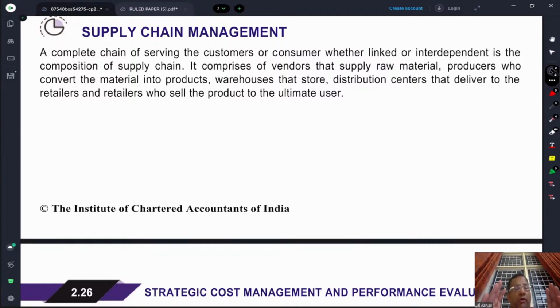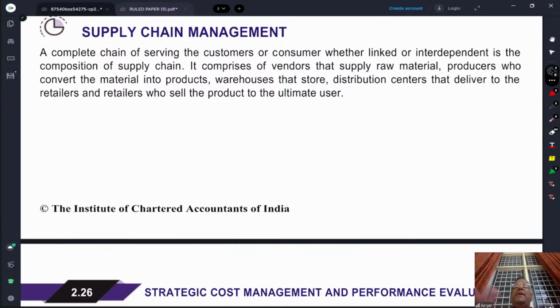So hope beta you have understood the importance of this topic, that now the competition between the firm is related with supply chain management. How strong my own company supply chain management as compared to your company supply chain management. So now the question arises, what do you mean by supply chain management?